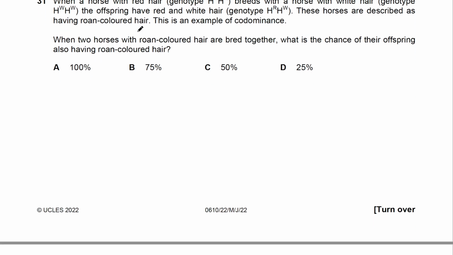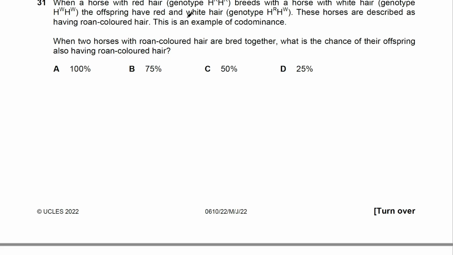Question number 31. When a horse with red hair, genotype HR capital R capital, breeds with a horse with white hair, genotype HW capital W capital, it seems this is codominance. The offspring have red and white hair, genotype HR capital HW capital. These horses are described as having roan-colored hair. Yes, this is an example of codominance, as I mentioned. When two horses with roan-colored hair are bred together, what is the chance of their offspring also having roan-colored hair?